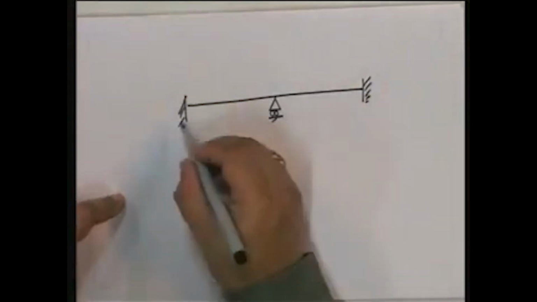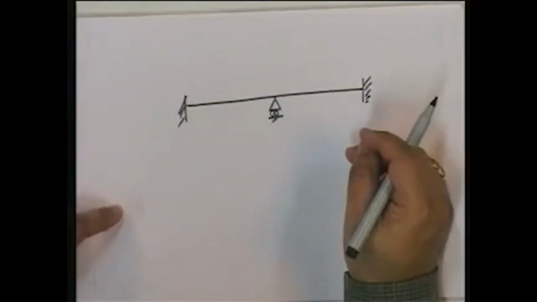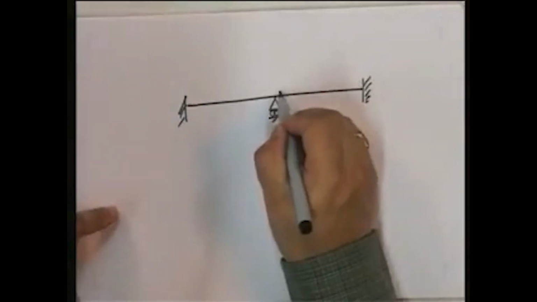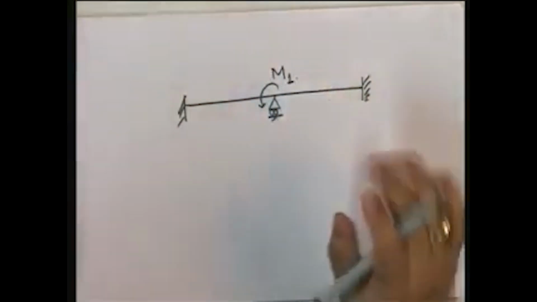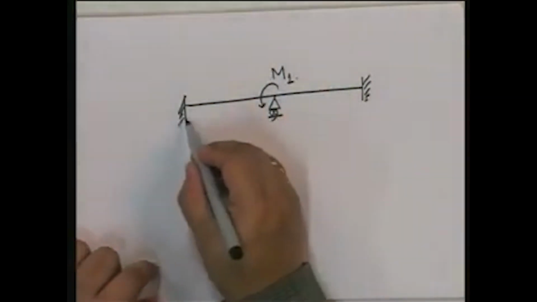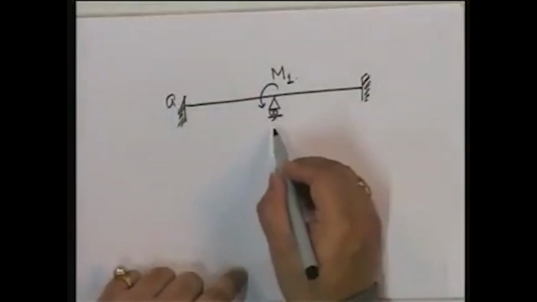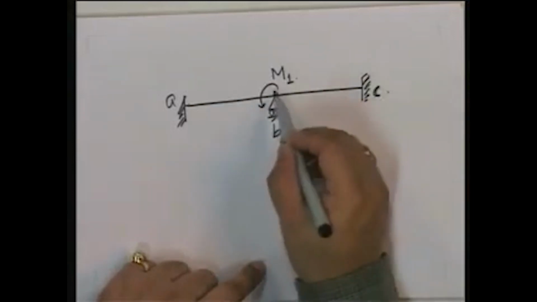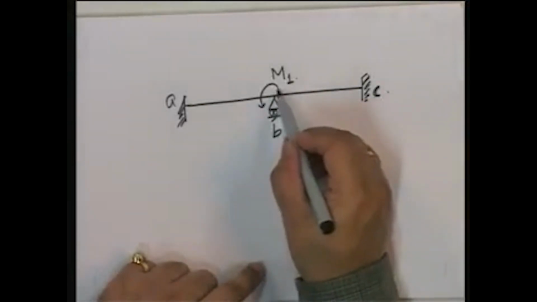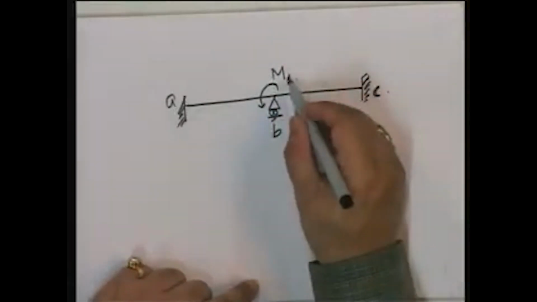I am going to take a very simple structure, and then I am going to apply a moment here. I am taking a very, very simple structure just to illustrate how to use the slope deflection equations. So I have A, I have B, I have C. And there is only one load, and that is the moment. How did this moment come? Maybe it is because of some applied load over here. I am not bothered about that.